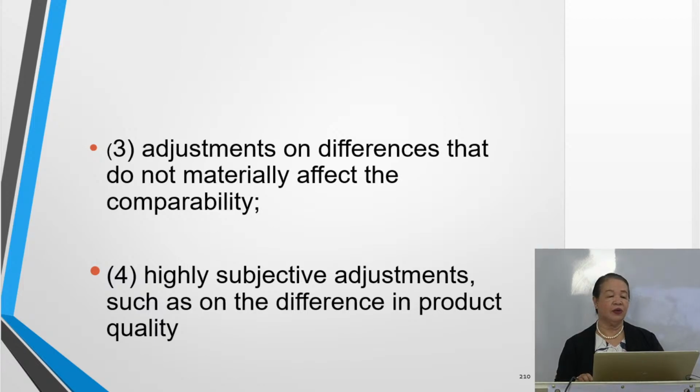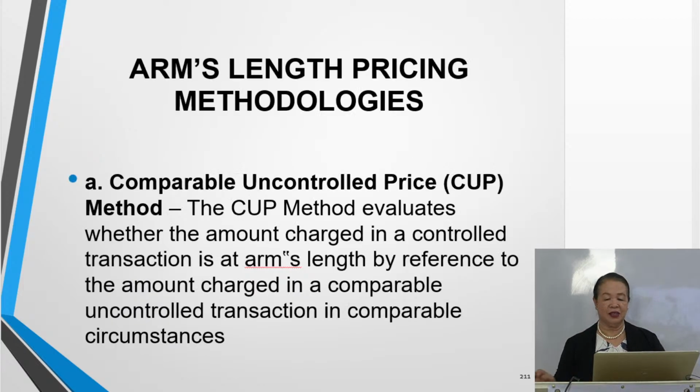Okay, so let's now go to, ito talaga yung topic natin tonight, no? This arm's length pricing methodologies. Ano ba yung mga arm's length methods na pwede natin gamitin, no? Number 1, this is the comparable uncontrolled price or CUP method, no? So this is the method as provided for in the OECD transfer pricing guidelines, no?